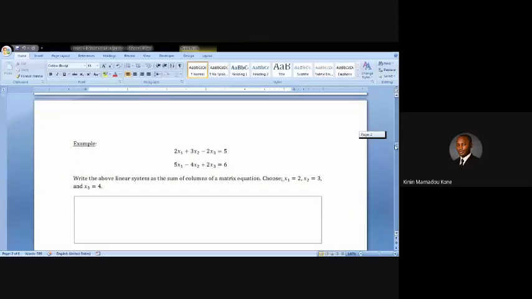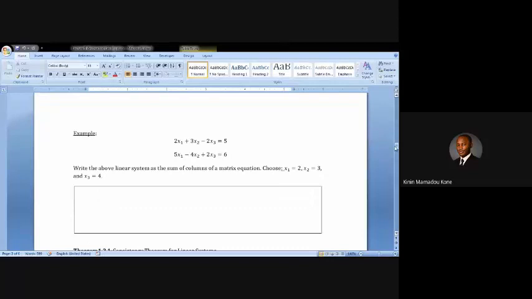So let's see an example of that. What we want to do is just to write this one in terms of a linear combination. And once we've turned it into a linear combination, we're going to choose x sub 1 equal to 2, x sub 2 equal to 3, and x sub 3 equal to 4. So let's turn this one into a linear combination. Write the above linear system as the sum of columns of a matrix equation.